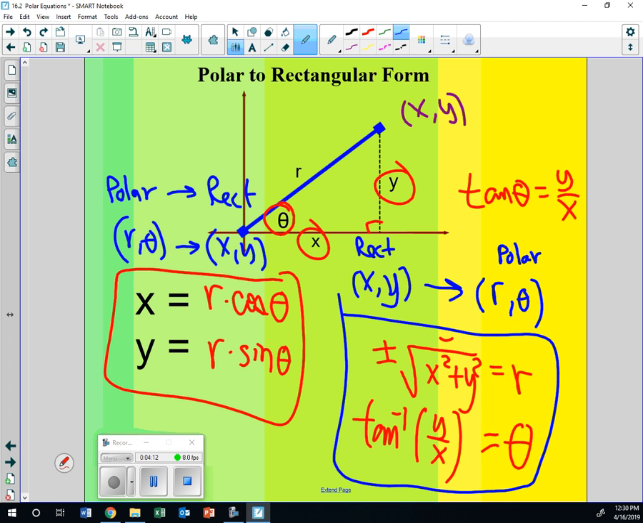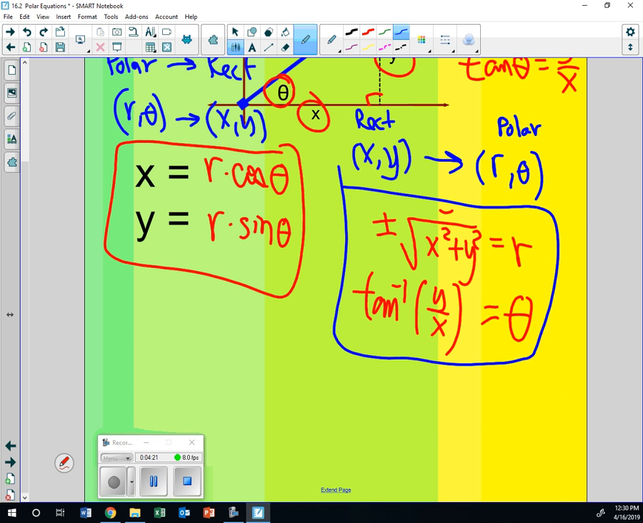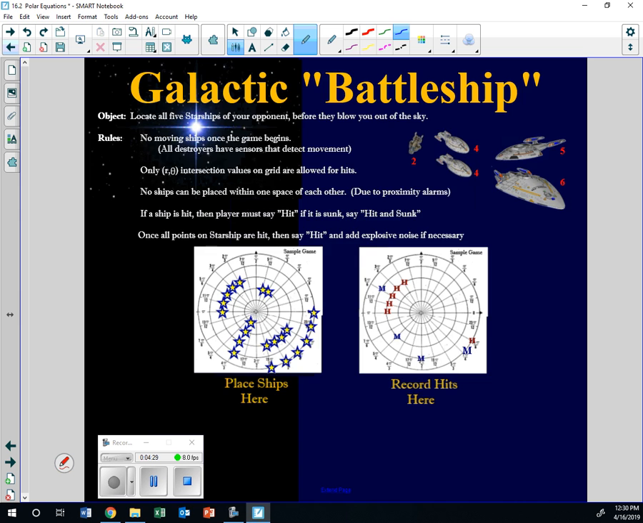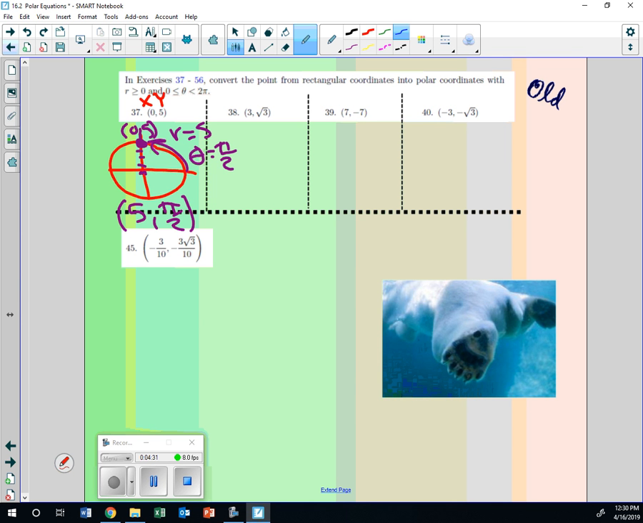And we can convert points and we can convert formulas. We'll do both of those. And then those formulas are up on the board. You'll have those for a test coming up. I'm not going to make you memorize those. All right, so let's go back to the point that we had.